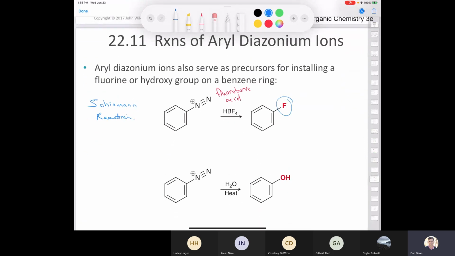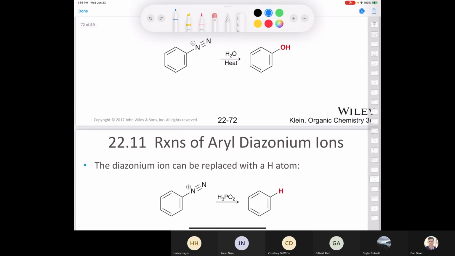And the next one is where we just replace the diazonium ion with a hydroxyl. And to do that, we just treat it with water and cook it up. Okay, so a couple new reactions here. And if you think about it, we don't have many ways in our class to install fluorines. I don't think we have any way yet. And we don't have many ways to install a hydroxyl, right? Things like an SNAr maybe, but those require very specific conditions. So there you go.